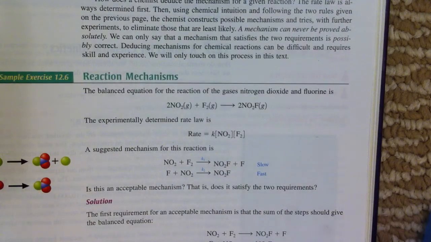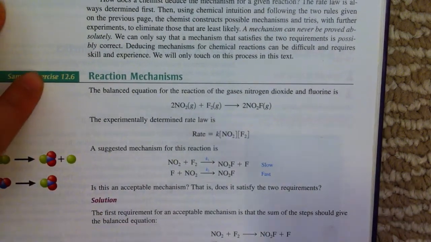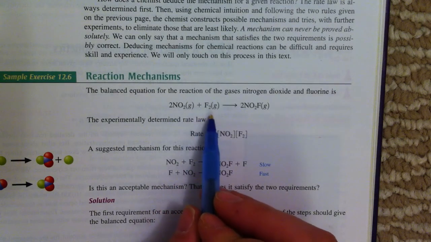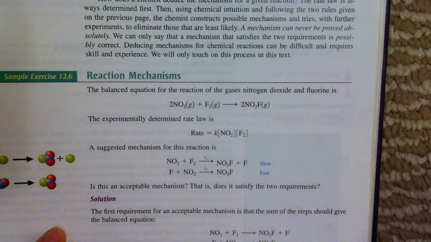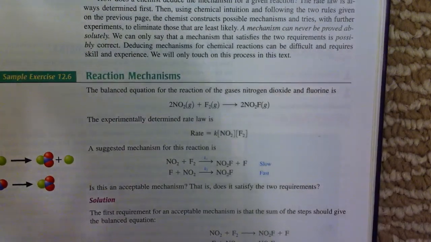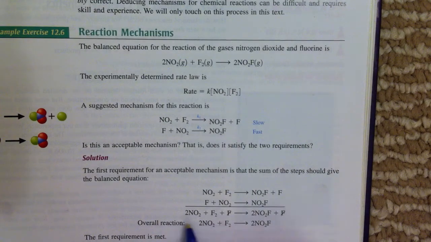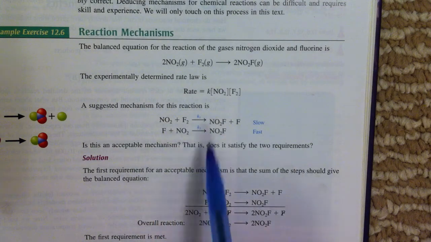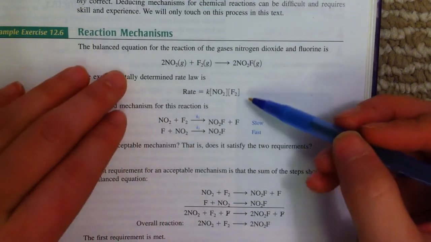So I'm going to show you one more equation. Well, in this example here, maybe two more. In this example here, we have the NO2 plus the F2, and they propose the reaction mechanism, and they ask, is it acceptable? So the first thing you need to do is add them together and see if you get the overall, which clearly you do. And then it asks, does it fit the rate law? That's the second thing you need to check. So do they add together and does it fit the rate law?